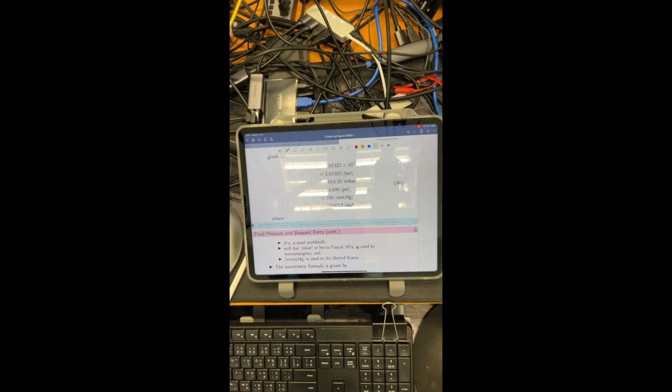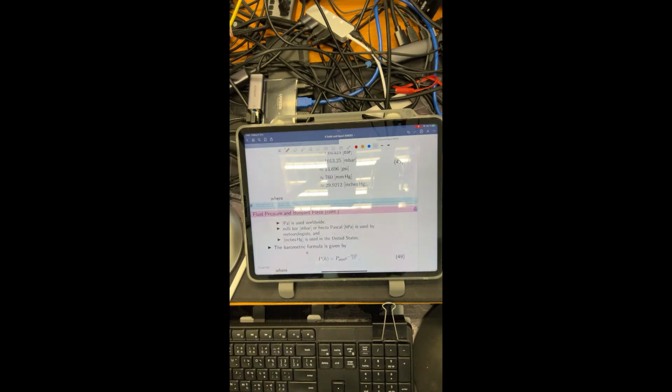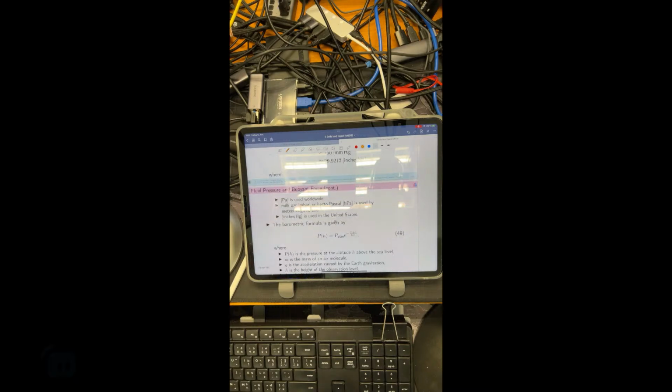Pascal is used worldwide. Millibar or hectopascal is used by meteorologists, the people working on weather prediction, weather forecast. And inches mercury is used in the United States, for example. The barometric formula is given by this one.